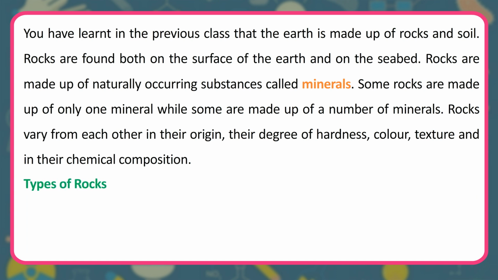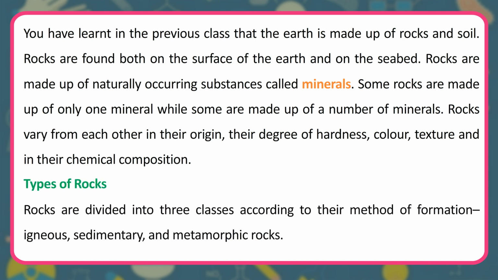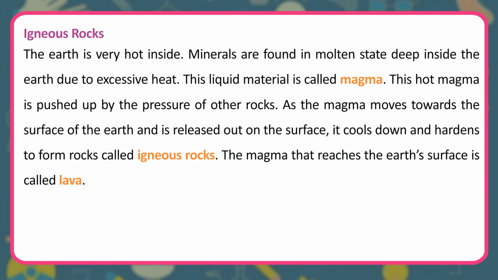Types of rocks. Rocks are divided into three classes according to their method of formation: igneous, sedimentary, and metamorphic rocks. Igneous rocks. The Earth is very hot inside. Minerals are found in molten state deep inside the Earth due to excessive heat. This liquid material is called magma.